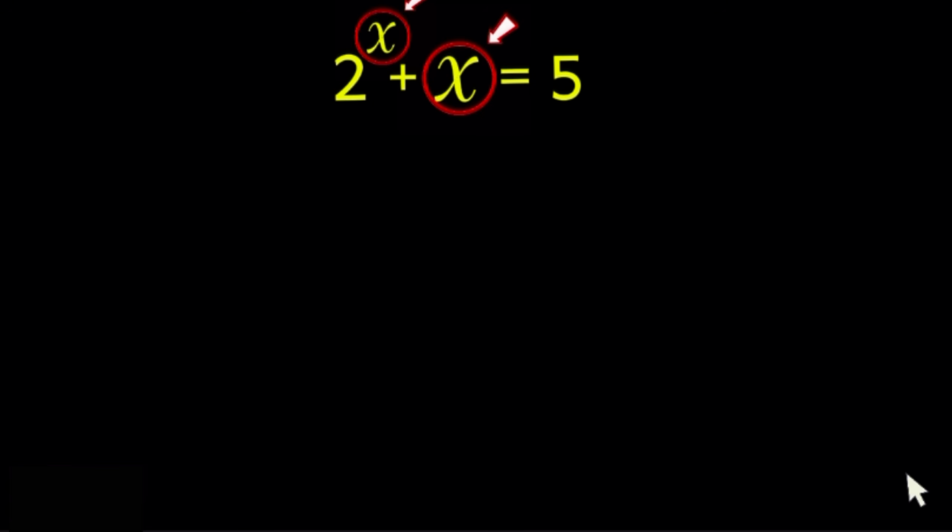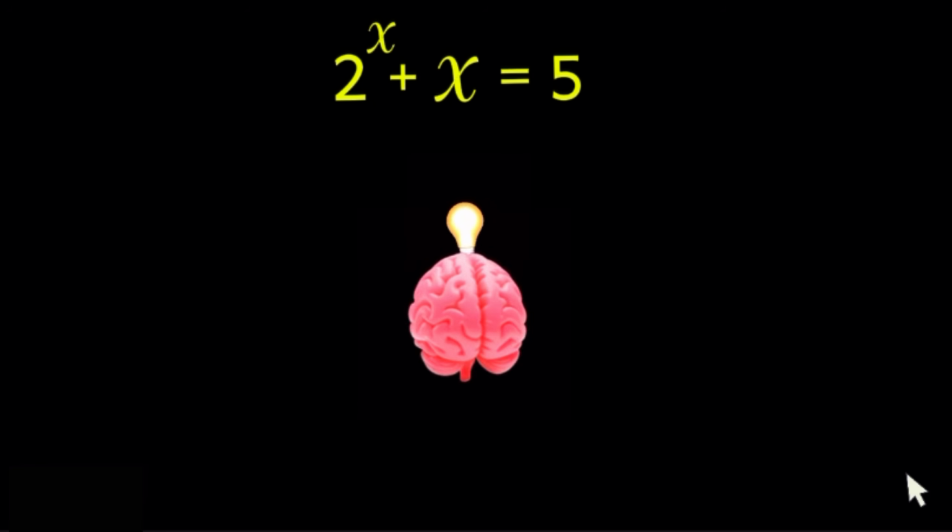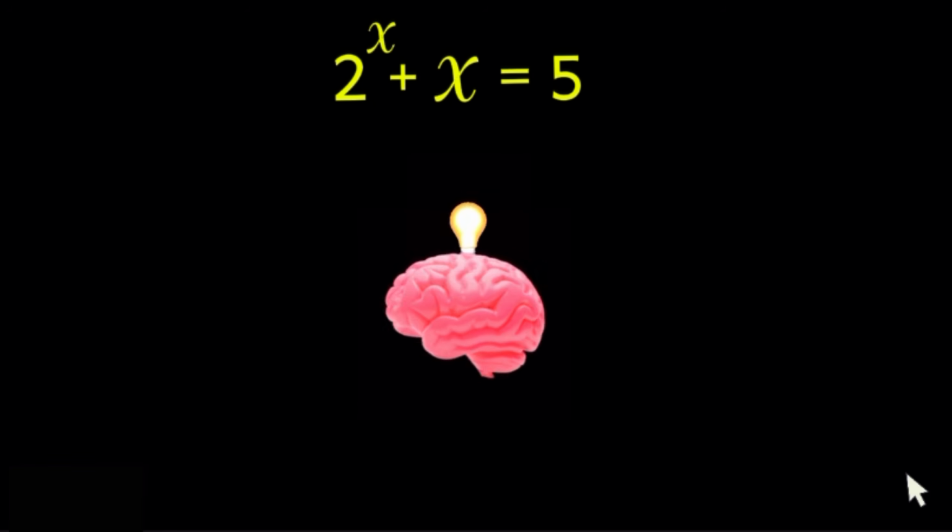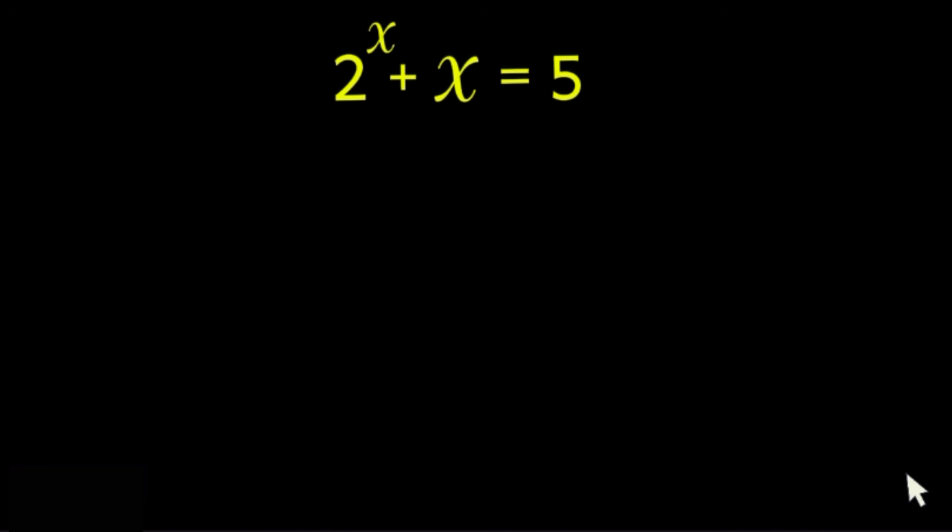Whenever you see something like this, you should already know that this is not a regular algebra problem. So don't rush. Instead, slow down and think step by step. Now, the first thing we want to do is separate the exponential part from the rest. So we move x to the other side of the equation, and we get 2 to the power of x is equal to 5 minus x. This step is very important because it prepares the equation for the method we are about to use.